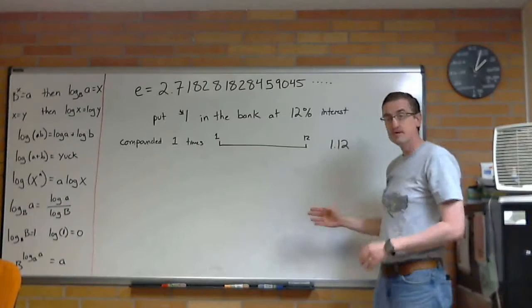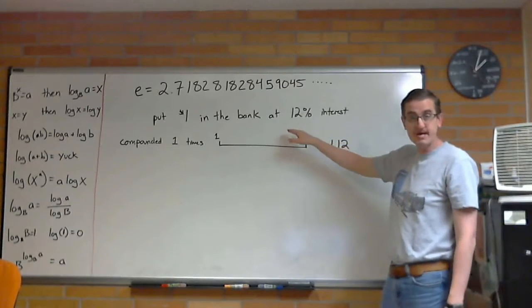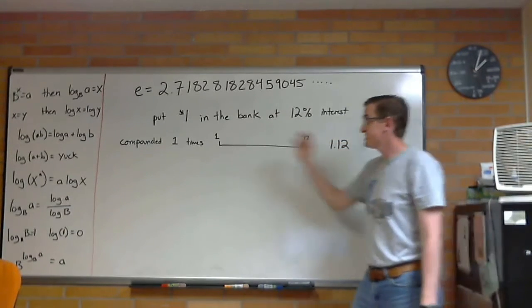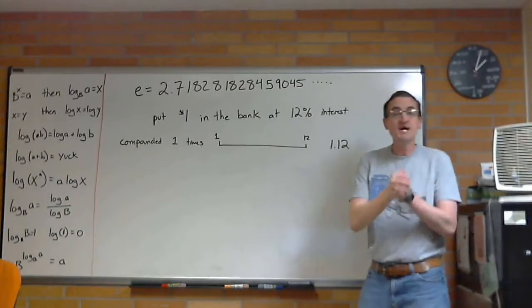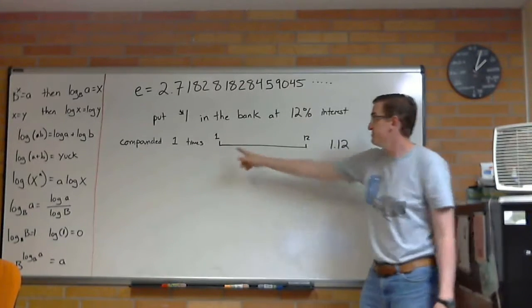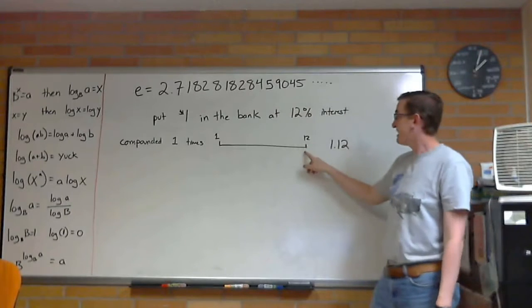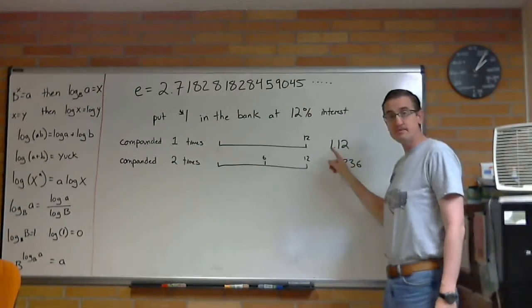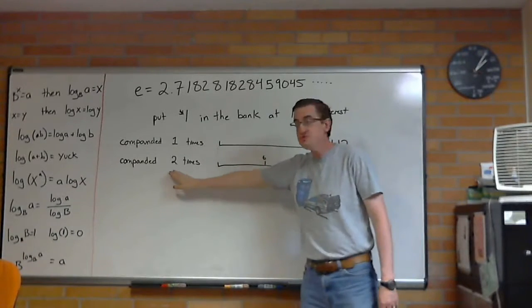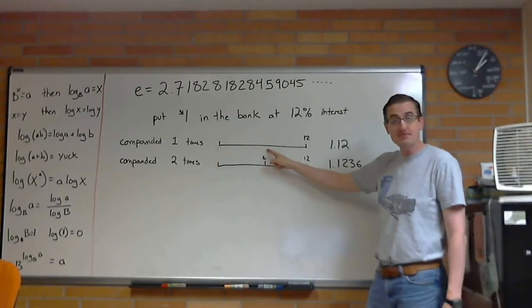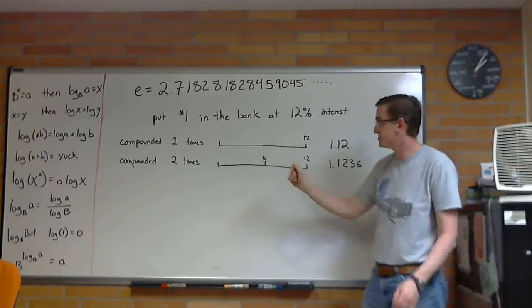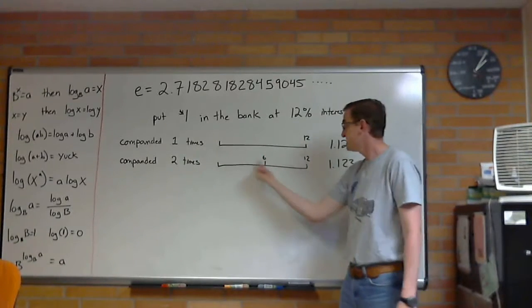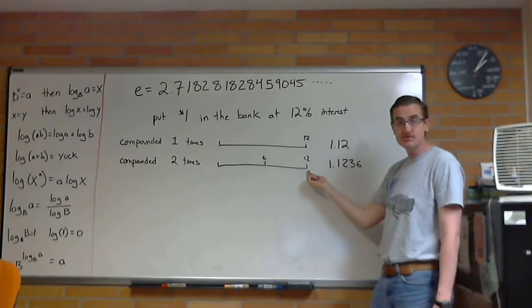For example, if you put $1 in the bank and it's getting 12% interest and it only gets compounded one time, at the end of the year they give you your interest. You would start with $1. After 12 months you would have $1 plus 12 more cents. But imagine if the bank compounded it 2 times. That means at the halfway point, you get half the interest, which would be 6 cents, and then you get the other 6 cents at the end of the 12 months.